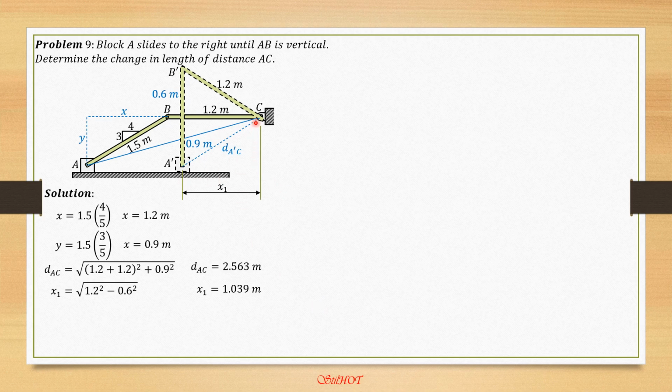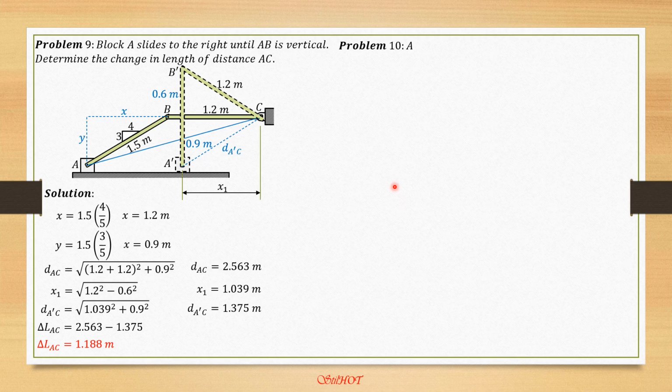Having known x1, we can now compute distance A prime C by Pythagoras theorem again. Square root of 1.039 x1 square plus 0.9 square. So distance A prime C is equal to 1.375 meters. So the change in displacement or change in length of distance AC is 2.6563 minus 1.375. So the change in length of AC is 1.188 meters. Then this is our last problem for statics.